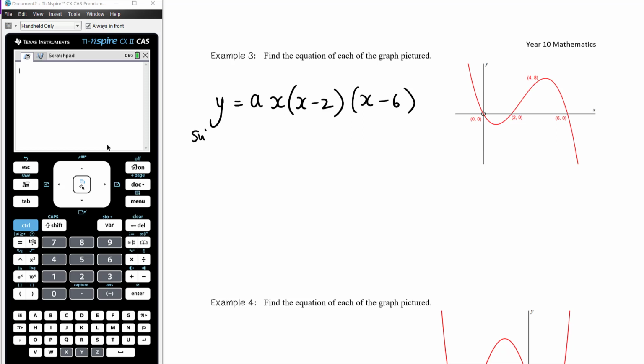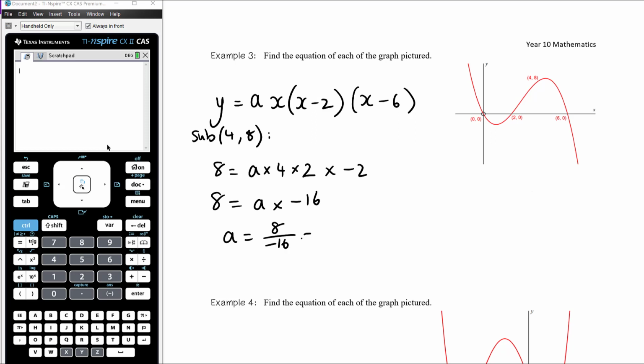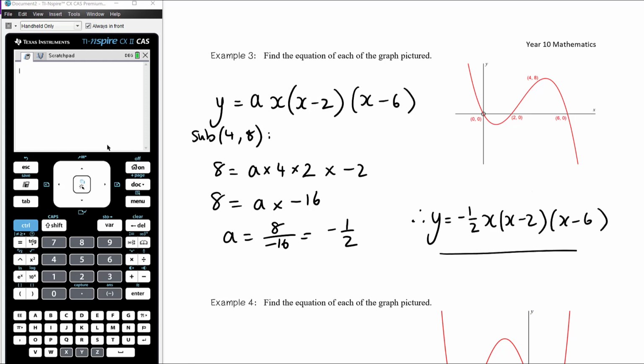Okay, so let's substitute the point (4, 8). So that is when x equals 4, y equals 8. So it's a times (4 minus 2), which is 2, times (4 minus 6), which is negative 2. So it's 8 equals a times negative 16. And so a is 8 on negative 16, which is negative 1/2. So negative, good, that marries with what I know. And so therefore my equation is negative 1/2 x times (x minus 2) times (x minus 6). There's no reason to expand that out. That's the equation of the graph.